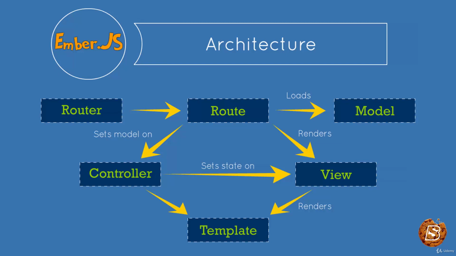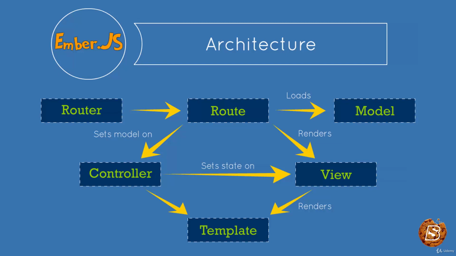So we have models. Models are basically the data on which our application runs. So anything that your application is made up of, for instance, if it's an inventory system where you are taking care of all the products and orders, so all those things will be considered as models.